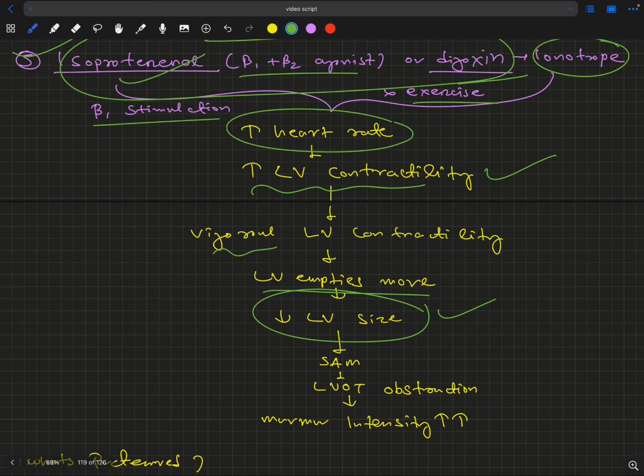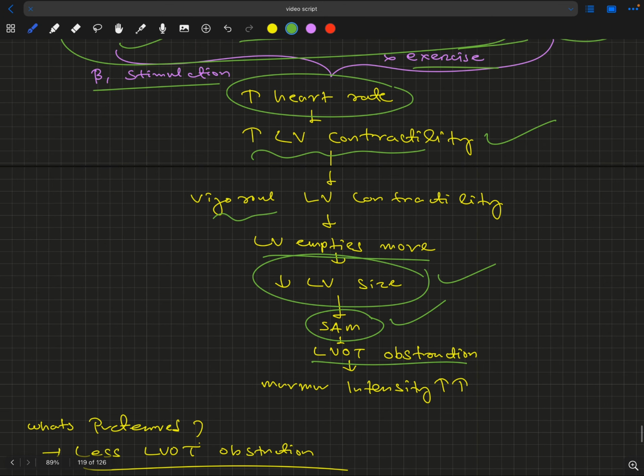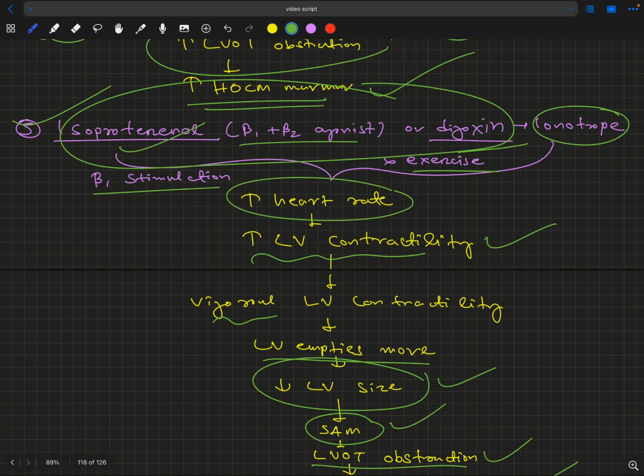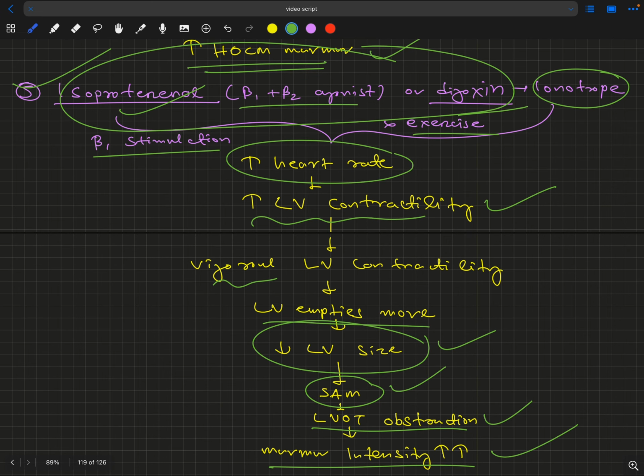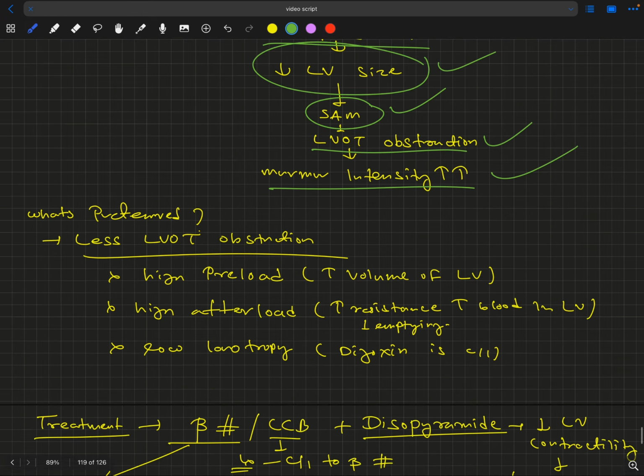When there is a decrease in left ventricular size, the anterior mitral leaflet and the interventricular septum move closer to each other. When they move closer to each other due to systolic anterior motion of the anterior leaflet, there will be LV outflow tract obstruction, so murmur intensity will increase. So on giving an inotrope, isoproterenol, or digoxin, it will lead to more LVOT obstruction. That's why digoxin is contraindicated here, and the murmur intensity increases.